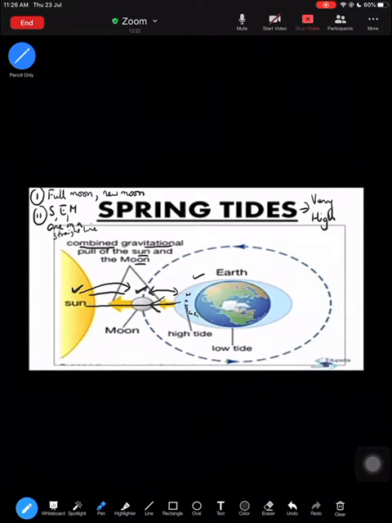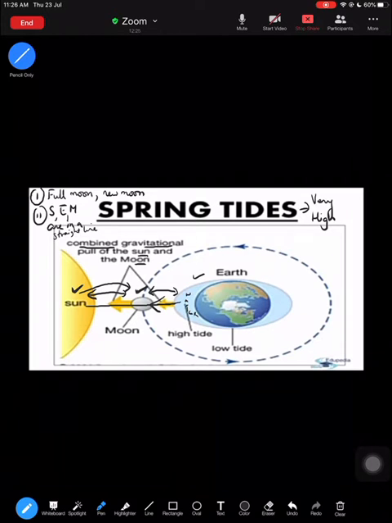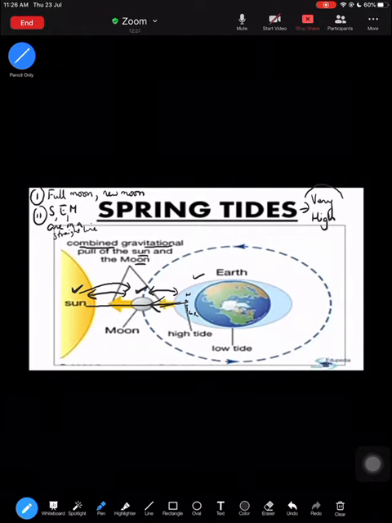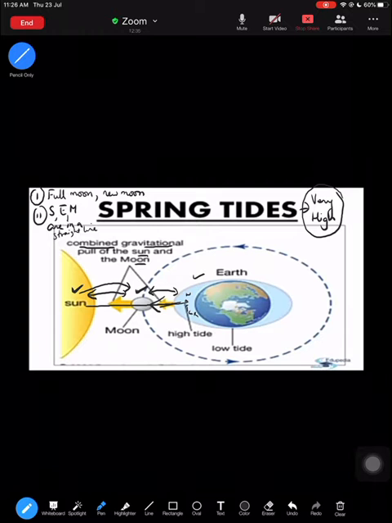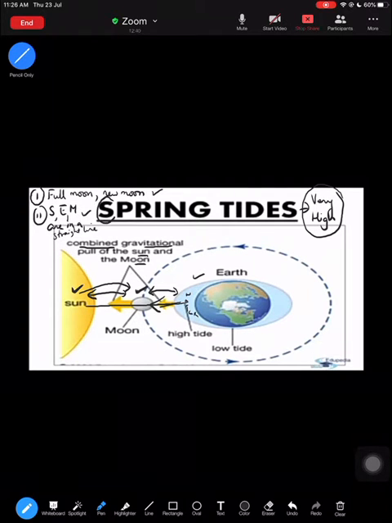The sun and the moon combine their force and pull more water. That is why the high tide is very high in spring tide. So that is what you have to remember along with this picture. Spring tide means really powerful tide. They take place on a new moon and full moon, when the sun, moon and earth are in a straight line. S for spring, S for straight line.